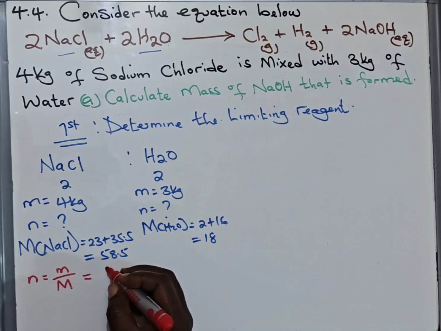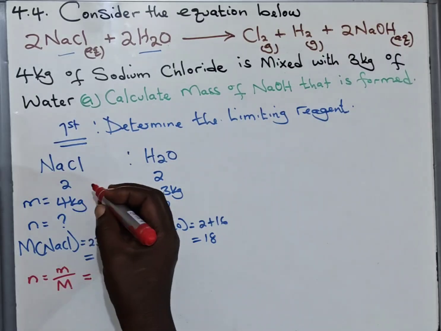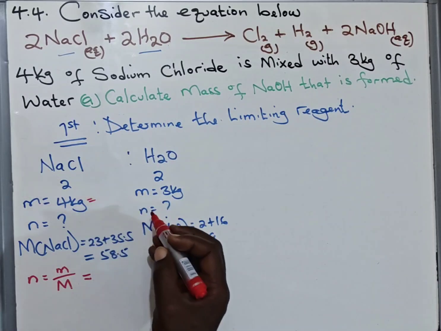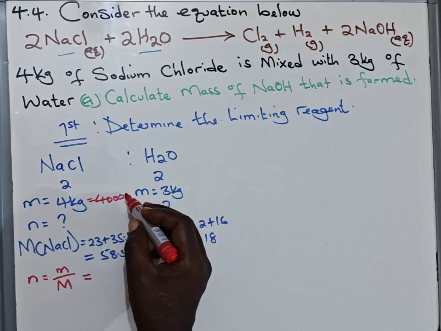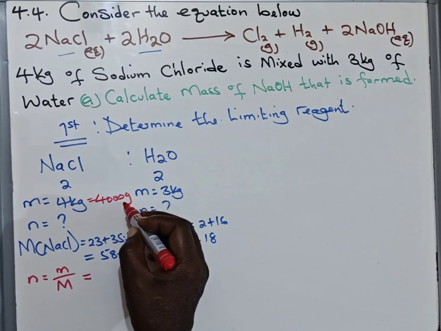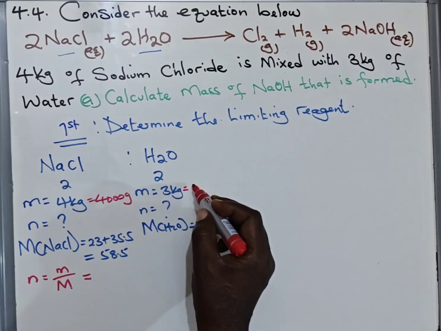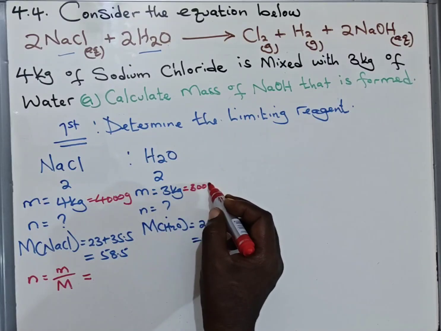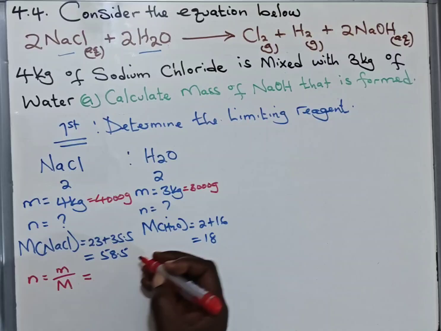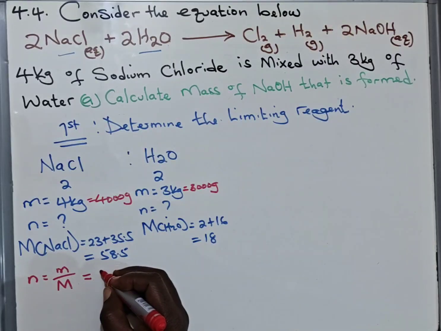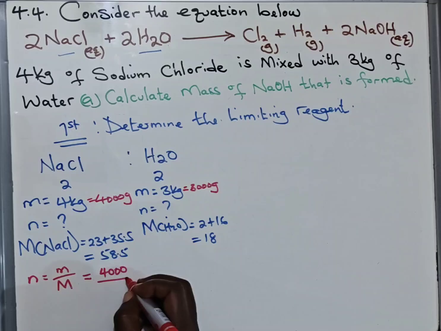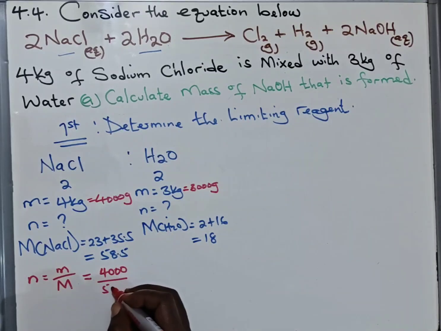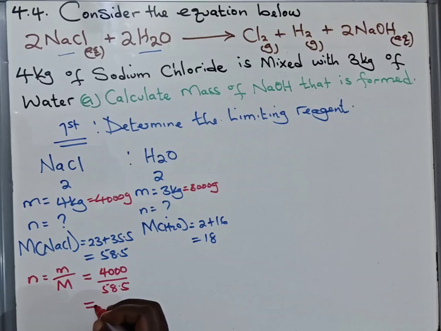So do we know m? Yes. We have to know that our mass is supposed to be in grams. So what we have here is going to be 4,000 grams. The same applies here, it's going to be 3,000 grams. So for sodium chloride, we have 4,000 divided by 58.5. This one gives you the number of moles.